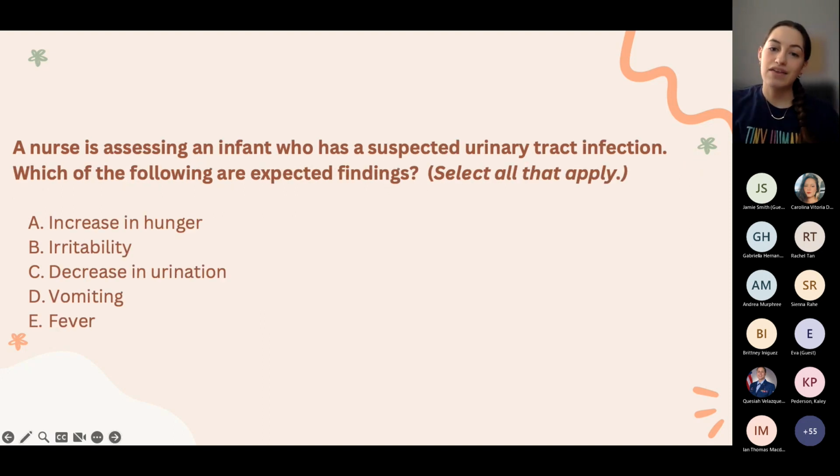A nurse is assessing an infant who has a suspected urinary tract infection. Which of the following are expected findings? Select all that apply. Increase in hunger, irritability, decrease in urination, vomiting, and fever.